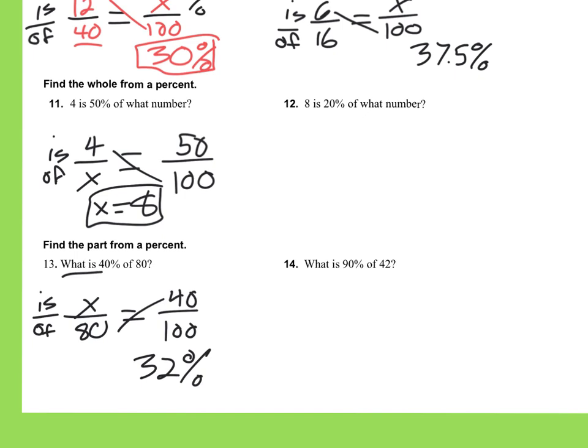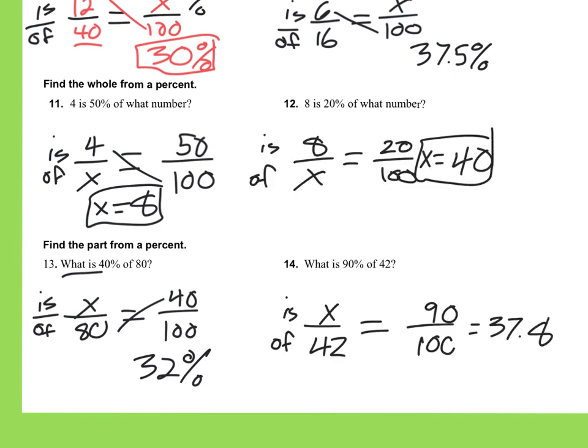Okay, let's see if you can do 12 and 13 on your own. All right, so there's number 12. We've got 40. And number 14, we got 37.8. So some of these answers will be decimals, and that's just fine. You just have to be ready for that. They don't always work out to be whole numbers. Okay, let's take a look at your assignment.